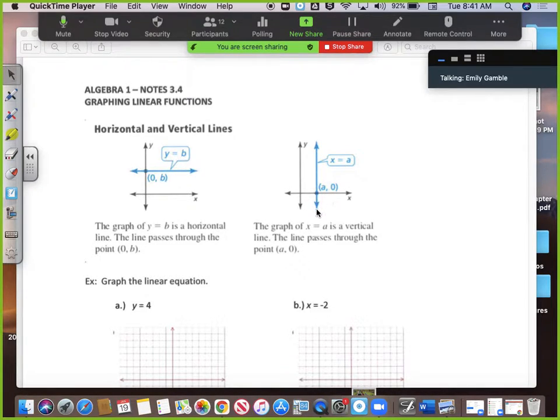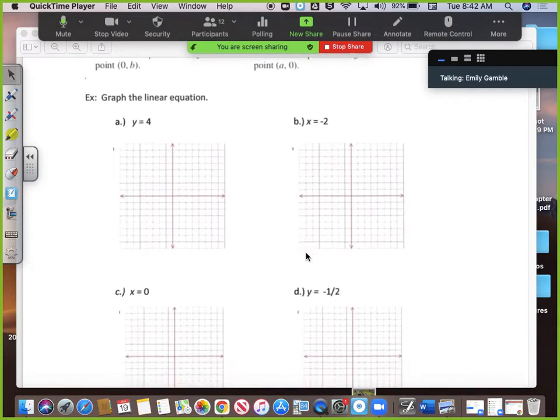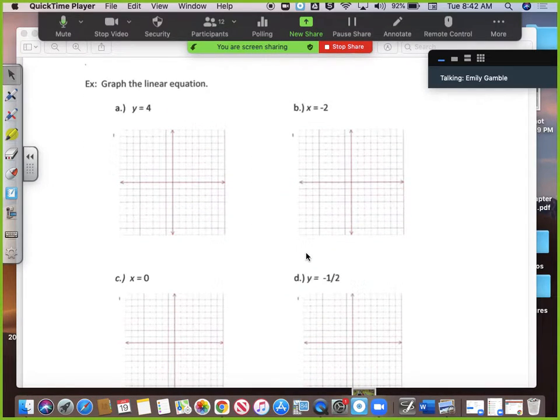A vertical line is going to start with x equals. So like x equals a will be a vertical line at wherever a is on the x-axis. If you remember how to graph these equations, we are graphing 4 of them: y equals 4, x equals -2, x equals 0, and y equals -1/2.